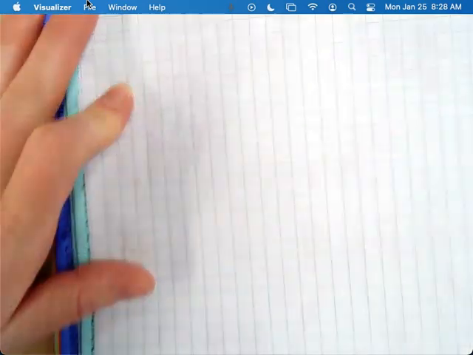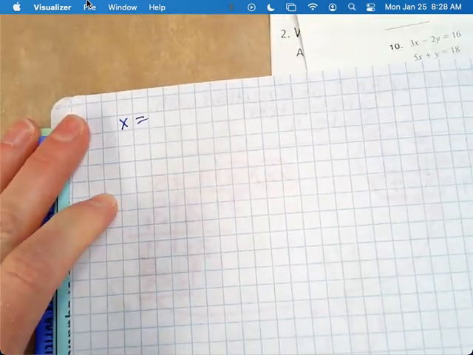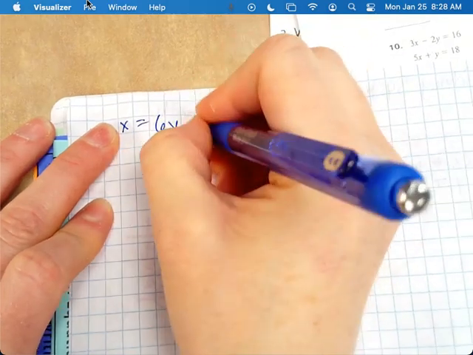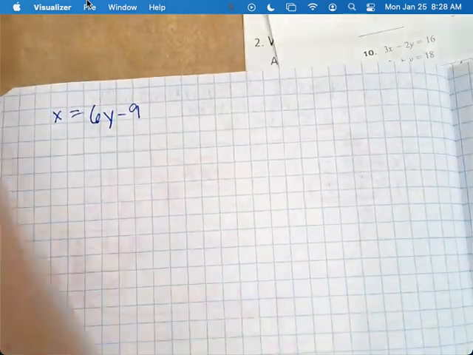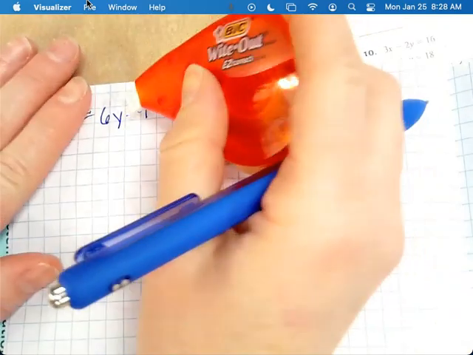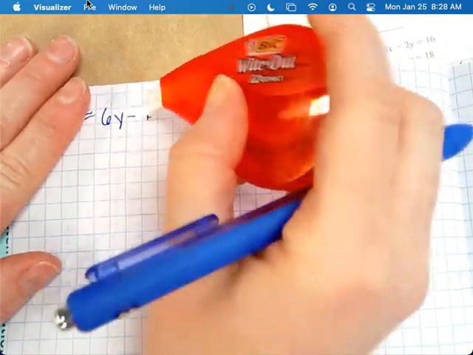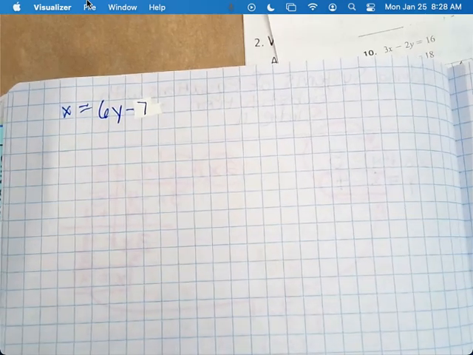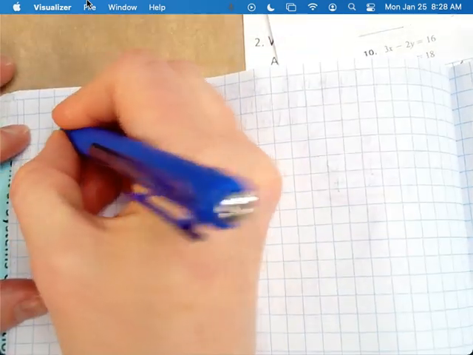X equals 6y minus 7. Oh, no, that's supposed to be 7. That looks like a 9. Oh, it is a 9. Wait, do we have to switch the y and the x?